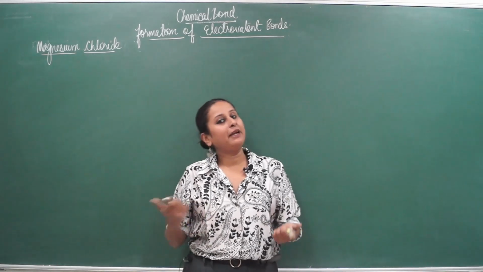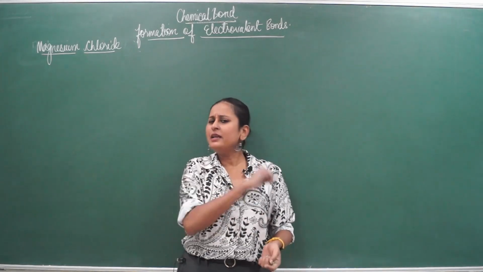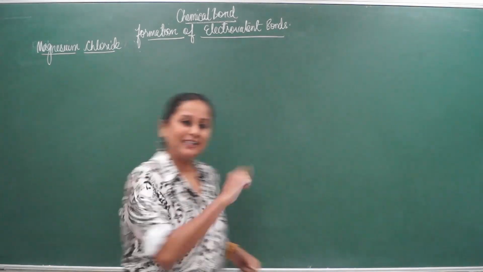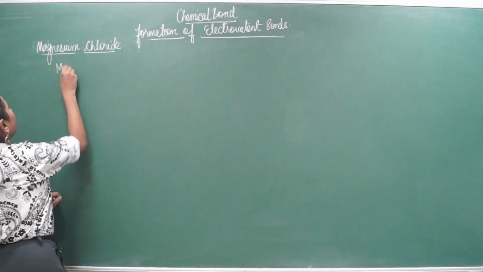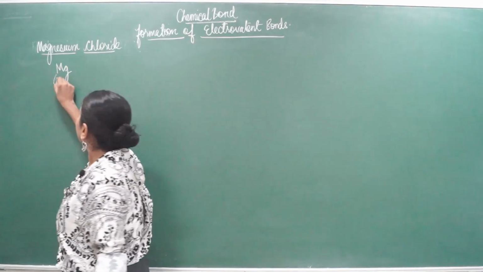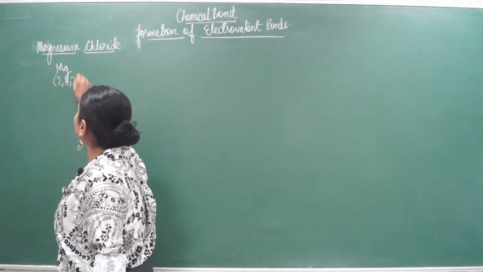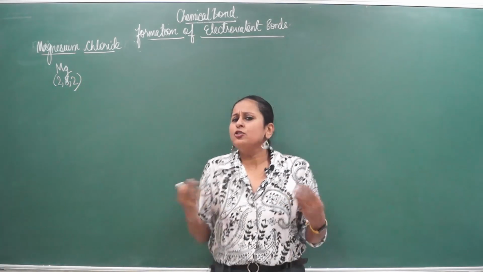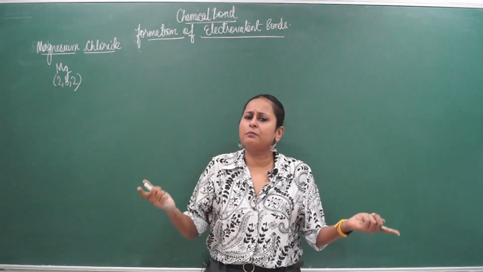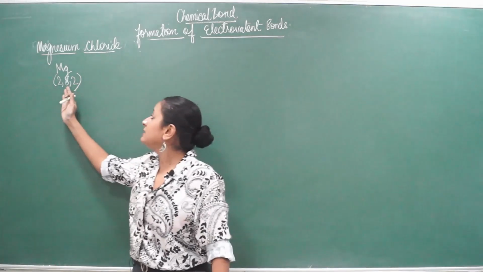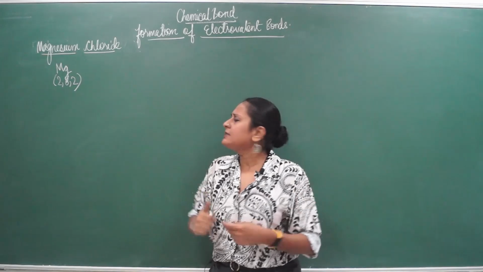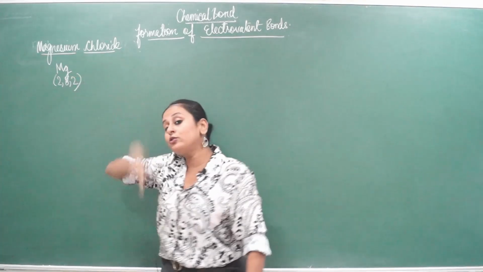Again, magnesium is a metal. It will lose electrons. How many electrons will it lose? Magnesium's atomic number is 12. So let us see. Magnesium's electronic configuration will be 2, 8, 2. To become like its nearest noble gas neon or to get an octet state, what is the best possibility? To lose 2 electrons.